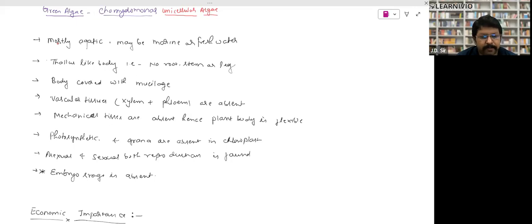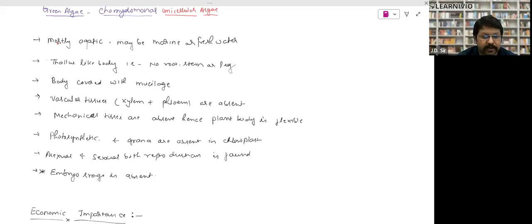The next one, mechanical tissues are absent. Hence, the plant body is flexible, right? So there is no woody kind of structure. One more thing, vascular tissues like xylem and phloem are absent. I have told you the function of xylem is to conduct water and minerals. The function of phloem is to conduct food, right? So vascular tissues are absent. Mechanical tissues are absent. Hence, the plant body is very soft.